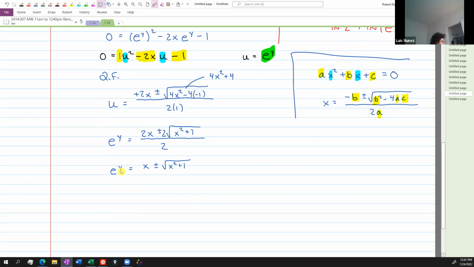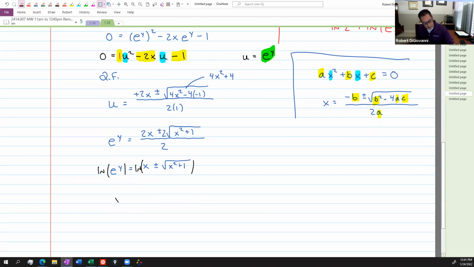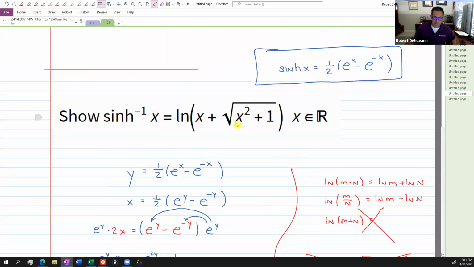The natural log. See, now we're going to do it. Natural log here, natural log here. And then the left side becomes y. The right side is the natural log of x plus or minus the square root of x squared plus 1. And that's what we were trying to show, I believe, right? Isn't that it? With one little thing.